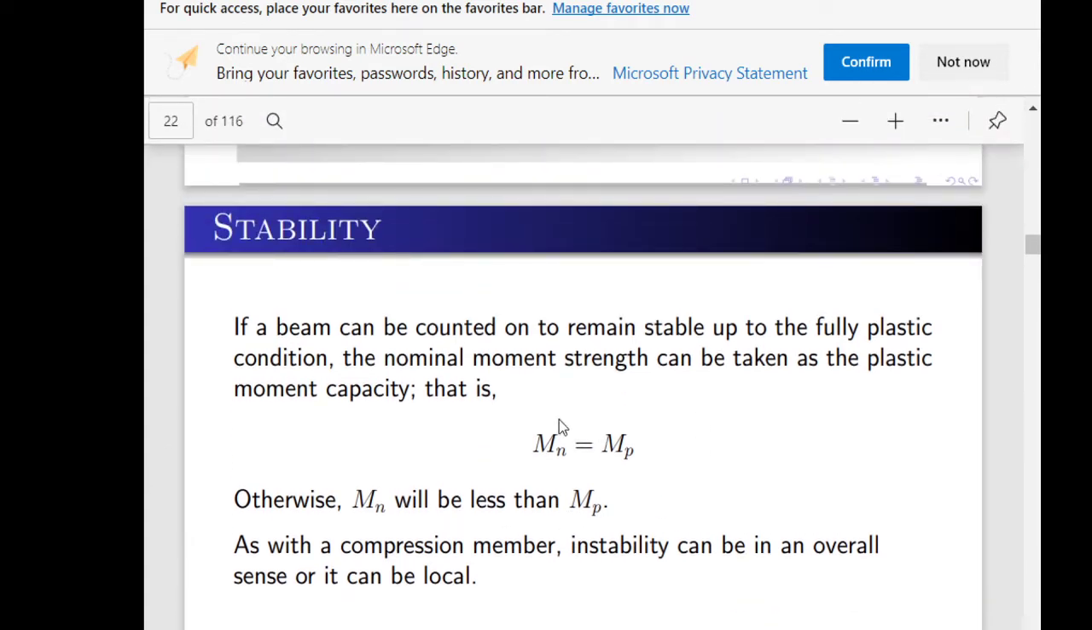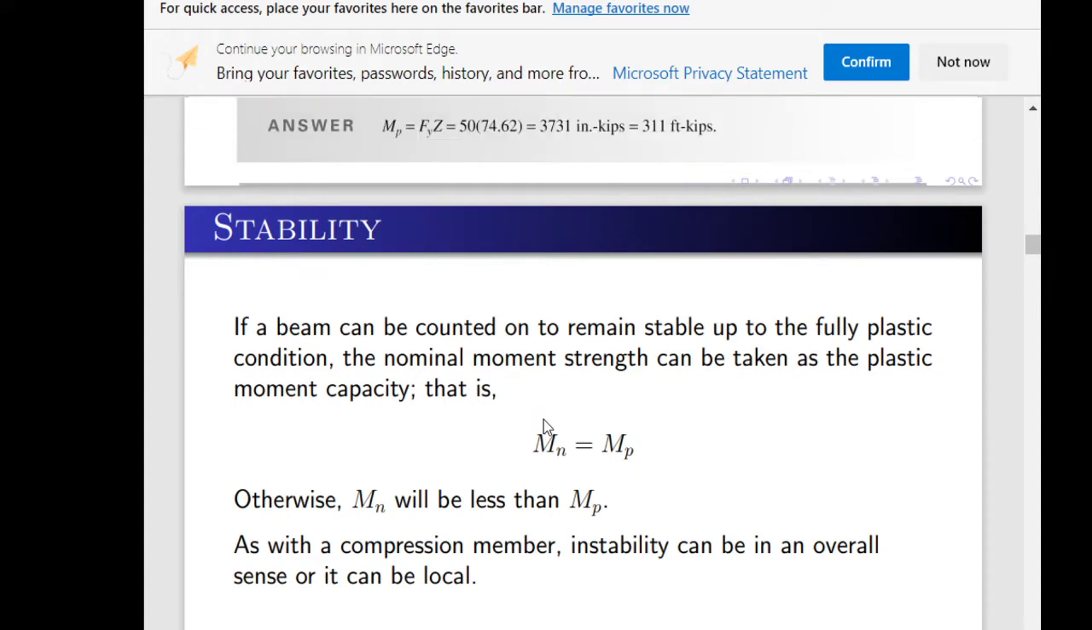Meaning stability is that when an element or a steel section is loaded, it reaches its inelastic range. Remember, we have the elastic, meaning within the proportional limit, where the stress is proportional to strain. But beyond the proportional limit, beyond the yielding point, is your plastic condition or inelastic condition.